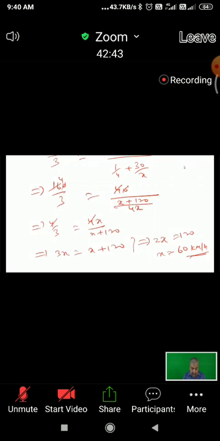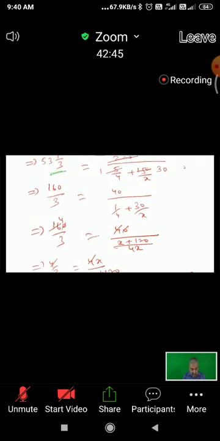Vibhuti, sir, how do you take 160 by 3? Bhai, 53 and 1 by 3, you can easily calculate: 53 into 3 is 159 plus 1, that is 160 by 3.